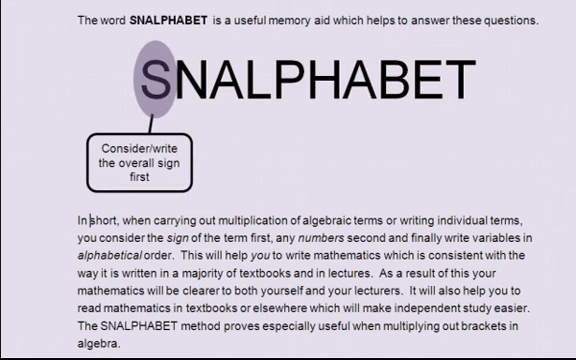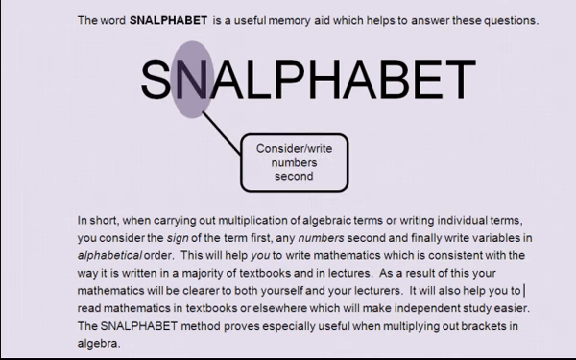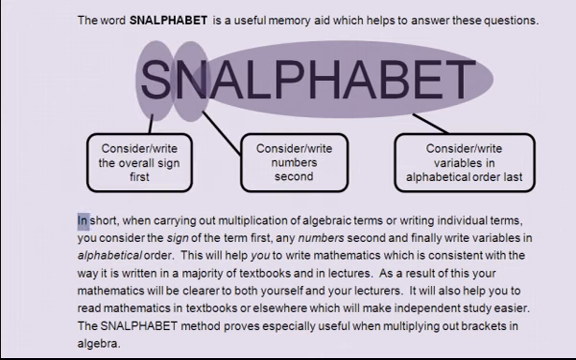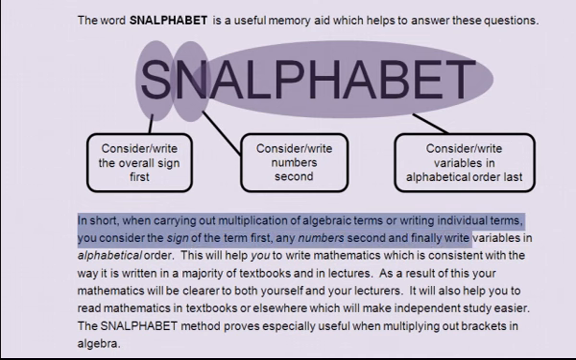The S tells you to consider or write the overall sign first. The N tells you to consider and write numbers second. The alphabet tells you to consider or write variables in alphabetical order last. In short, when carrying out multiplication of algebraic terms or writing individual terms, you consider the sign of the term first, any numbers second, and finally write variables in alphabetical order.